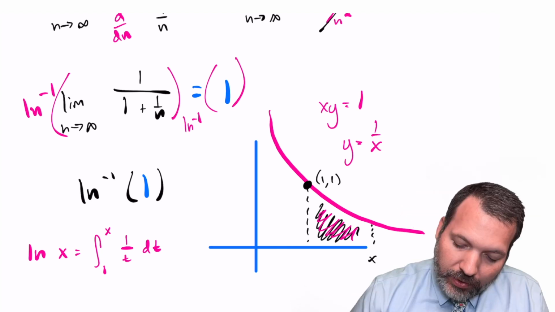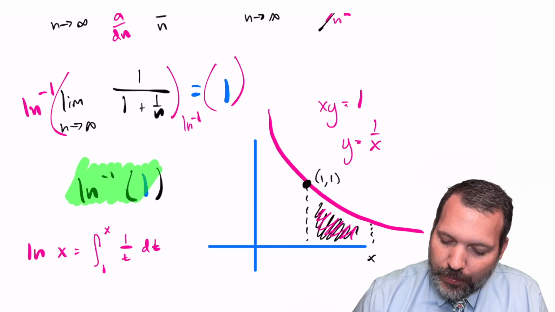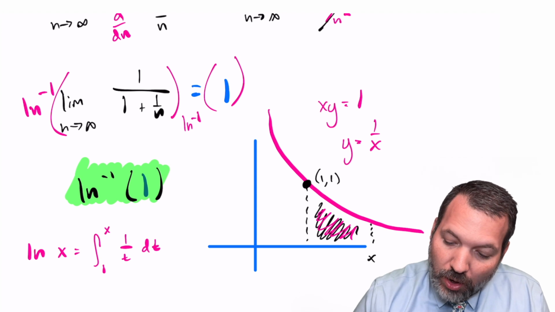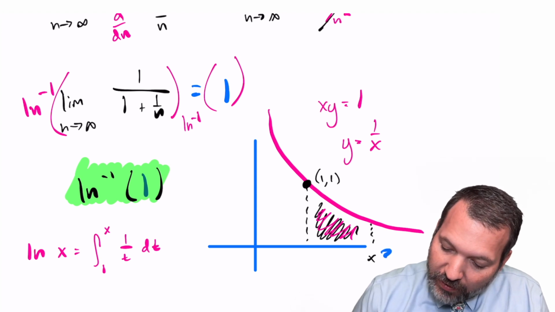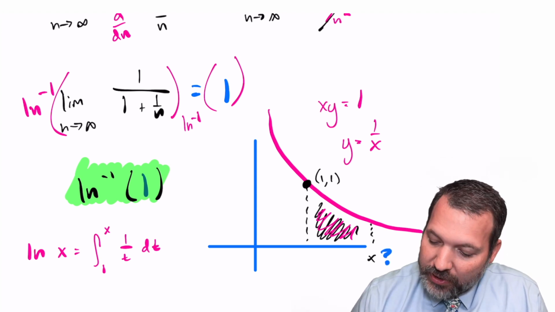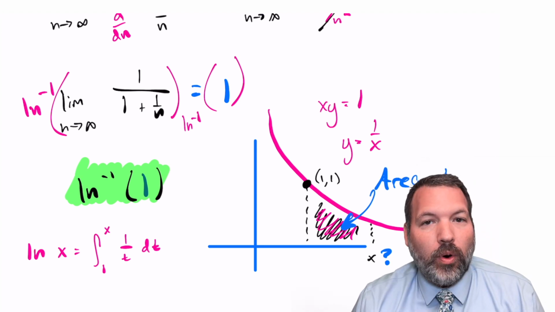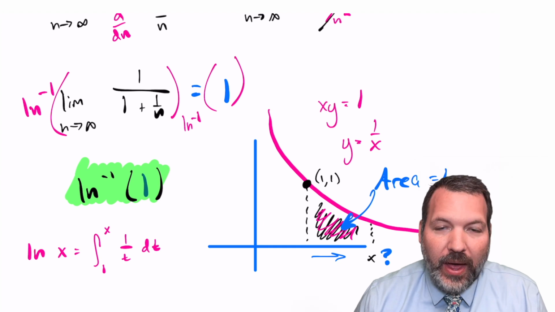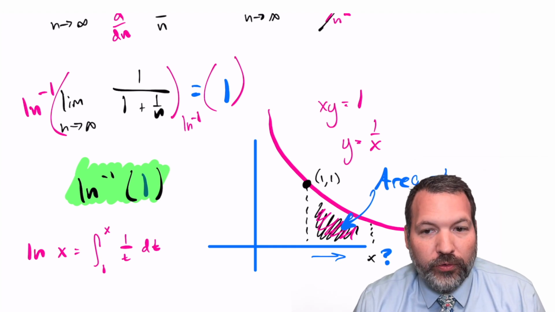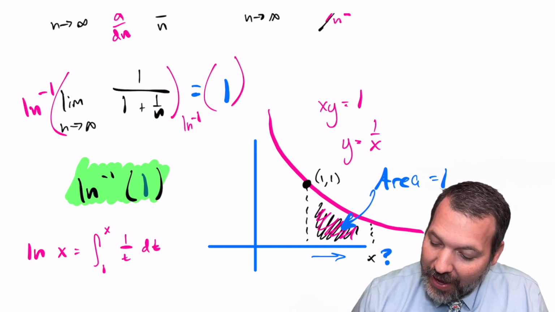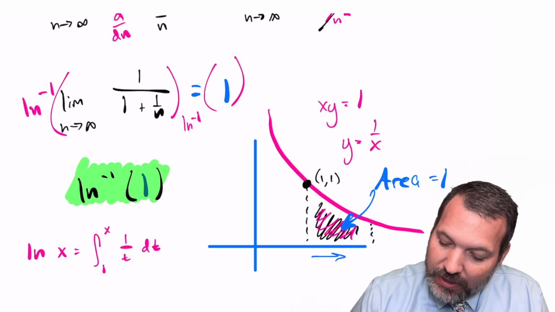The connection here is that when we talk about undoing the natural logarithm of 1, what we actually mean is, what is the specific future point that would guarantee this area in here is equal to 1? How far away from x equals 1 do we have to move to get an area under that curve of 1? And the answer to that question is e.